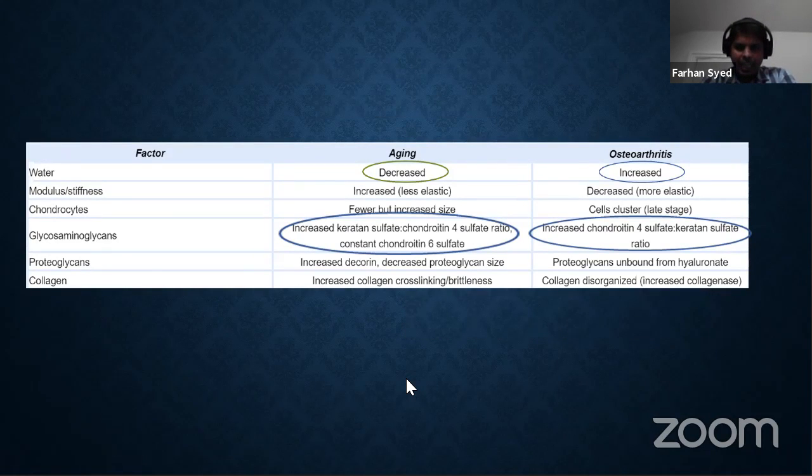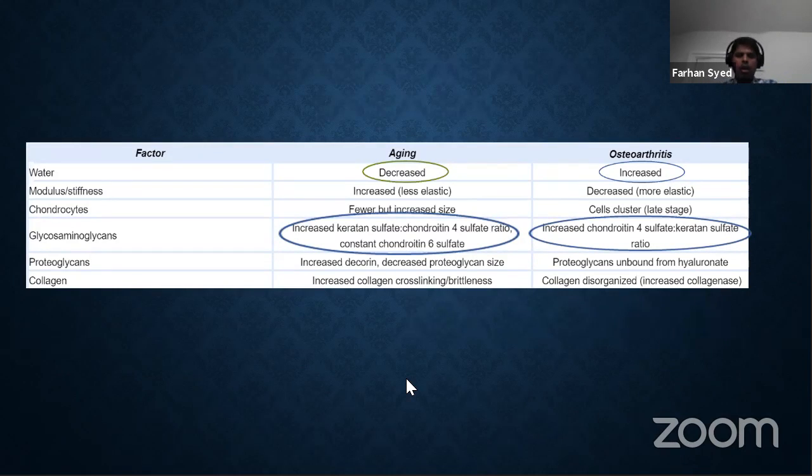While we are discussing articular cartilage, a commonly asked question is: what happens to articular cartilage with aging? What happens to articular cartilage with osteoarthritis? The things I have highlighted are previous questions asked in the MCQ exam, and that is what happens to water. The water content with aging goes down, whereas with osteoarthritis, the water content actually goes up.